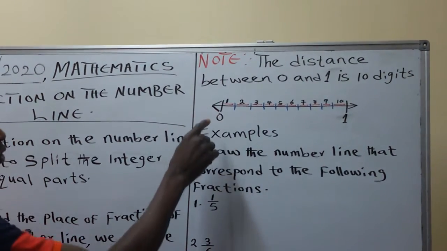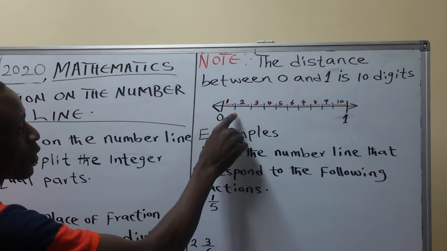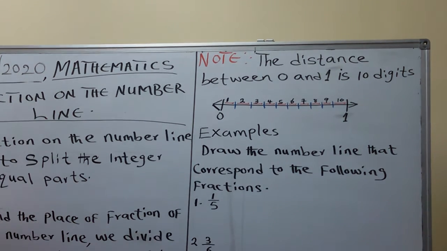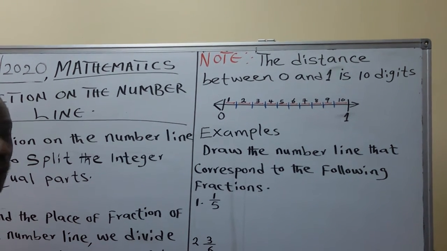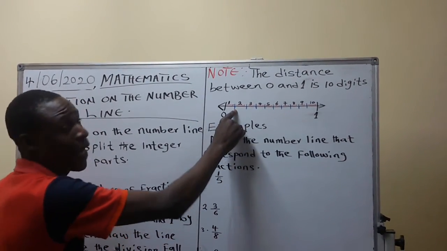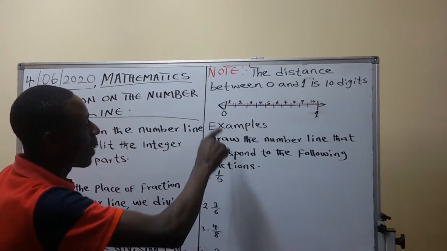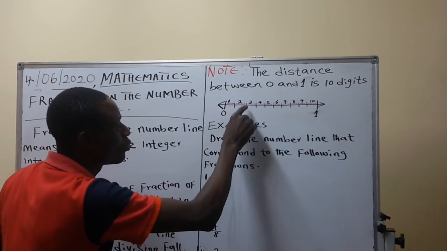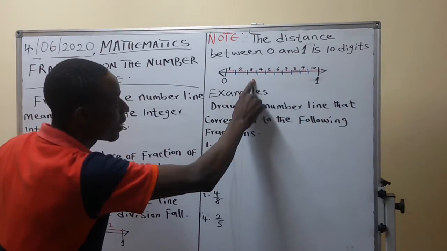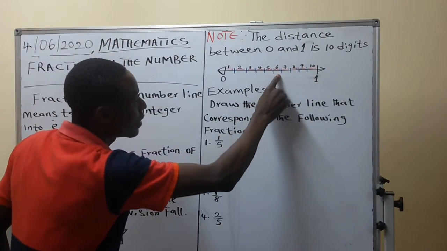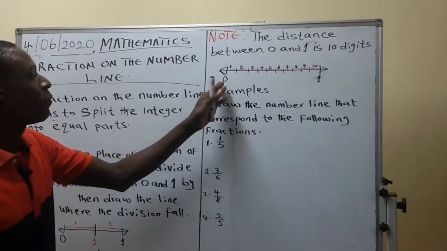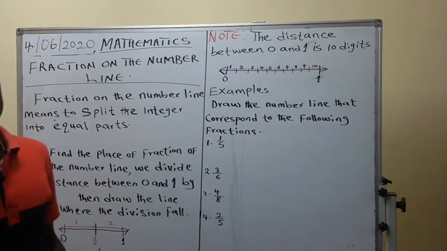As you can see on the board, from 0 to this point is 1, like you are taking a step. You take one step from 0 to this place, that gives you one. You move by taking another step from here to this point, which is now 2. Let's count together now. 3, 4, 5, 6, 7, 8, 9, 10. So we have 10 digits from 0 to 1.